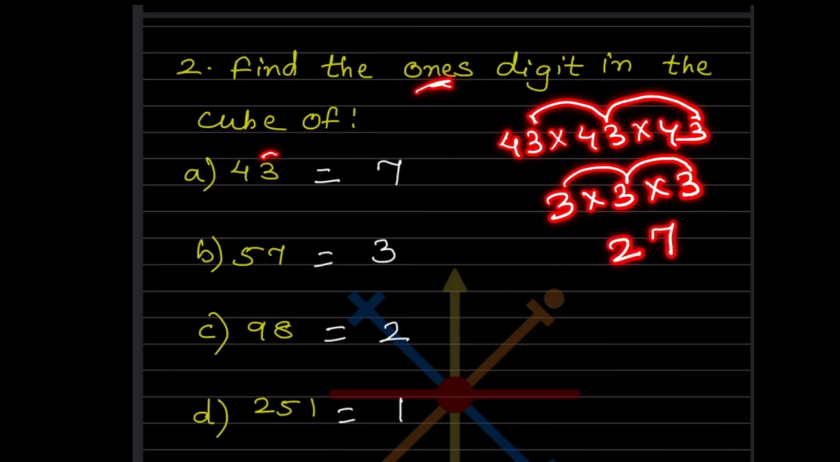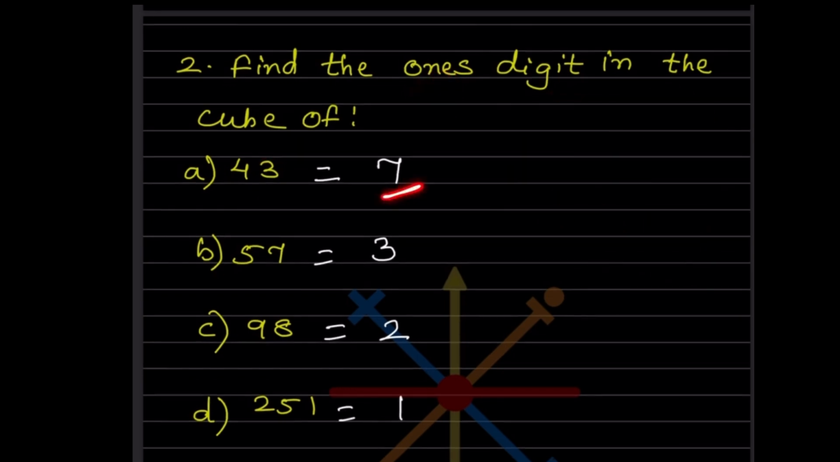So they have asked what is the ones digit. So when you get 27 here, you don't have to multiply this because this will be a very big number. They are asked for the ones digit, so just concentrate on the ones part. So here will be 7. So this is 7. Again here, we don't have to multiply 57, but only concentrate on the ones digit.